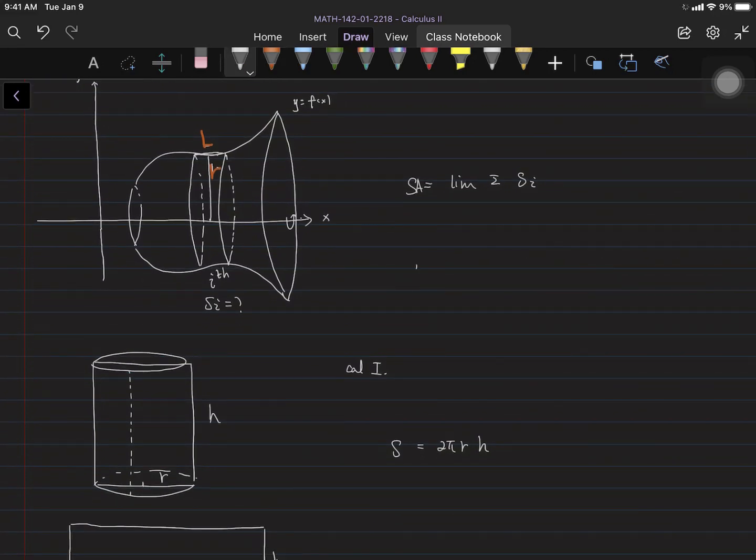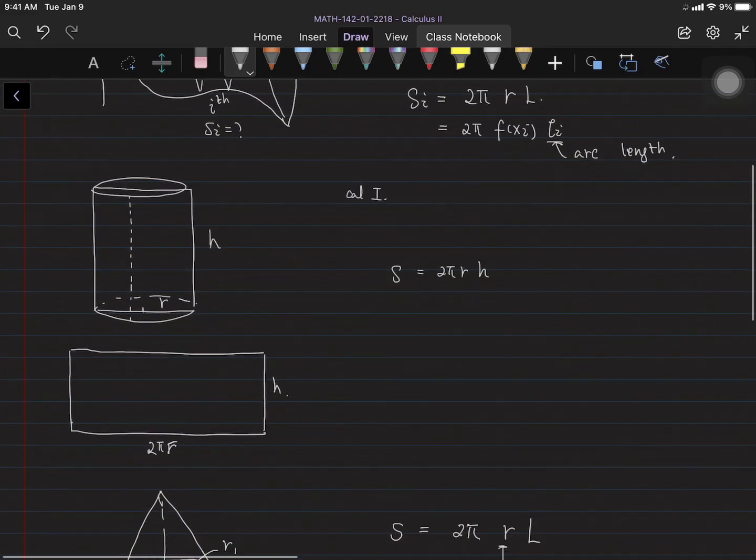The S_i for this case, I'm going to write down here and then copy this below. So S_i, just look at this as the same as the band. So it's 2 pi r l, right? And r is the radius. But for this situation, r is also the y value of the function. So we can write down 2 pi f(x_i). And then l, we say this is l_i. l_i is the arc length of the small piece.